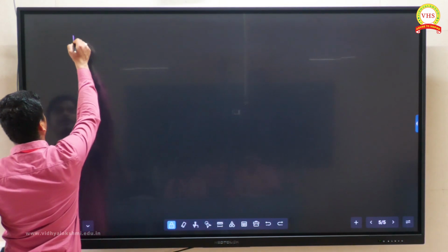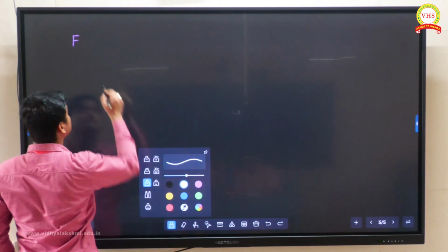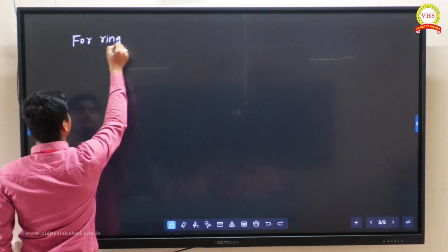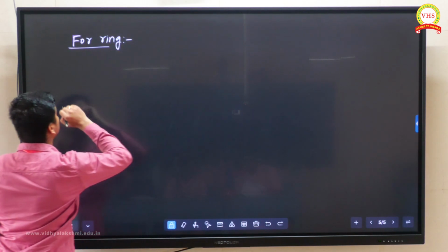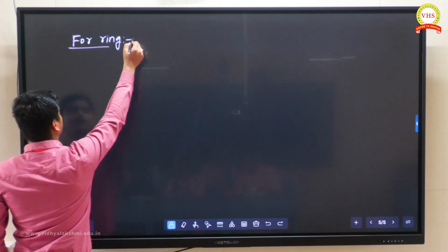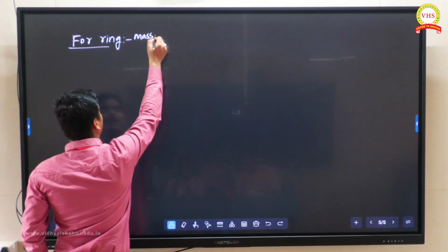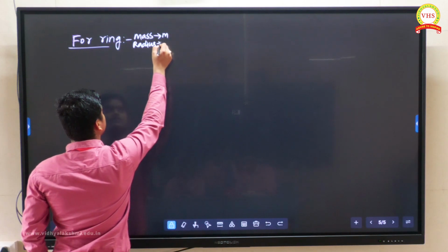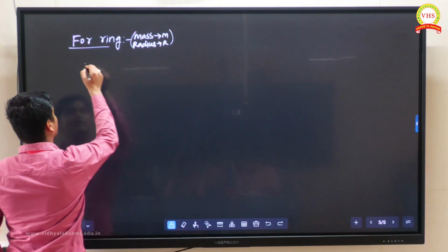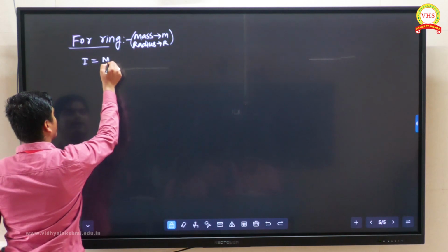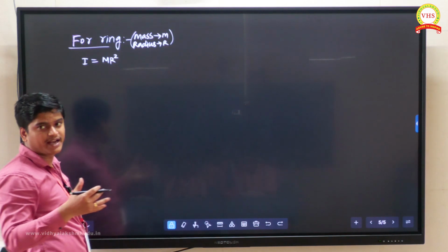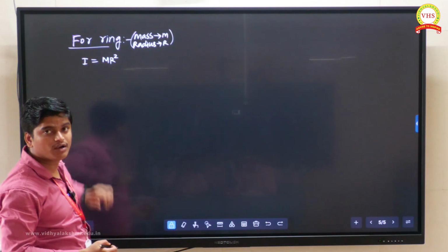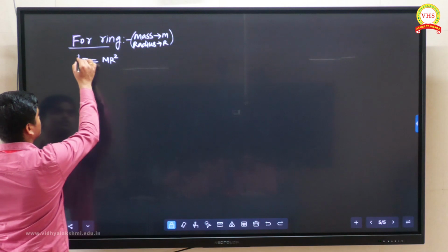So first, for a ring you take. So ring, mass you consider, mass is m, radius is how much? Radius is r, and what will be the moment of inertia for ring? mr square, about its geometrical axis. When it is rotating, about the geometrical axis only you have to take. So I equal to mr square. Now this is also remember.